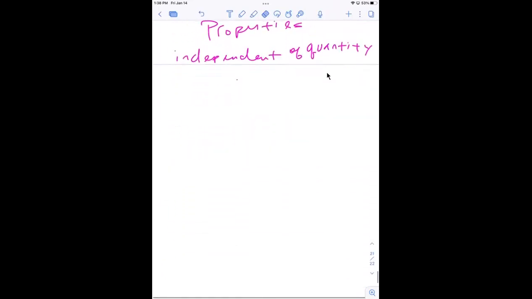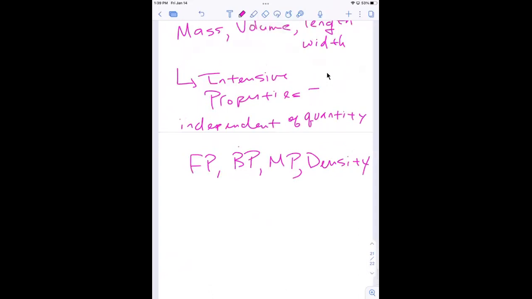So freezing point, boiling point, melting point, density. If I have a block of copper, a 10-ton block or a 1-ton block, the density is still going to be the same. I think it's 8 grams per cubic centimeter. If I have a gallon of water and 10 gallons of water, the density doesn't change. It's still 1 gram per cubic centimeter. So the intensive properties are independent of how much you have.